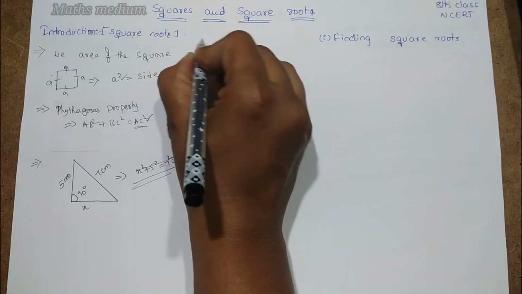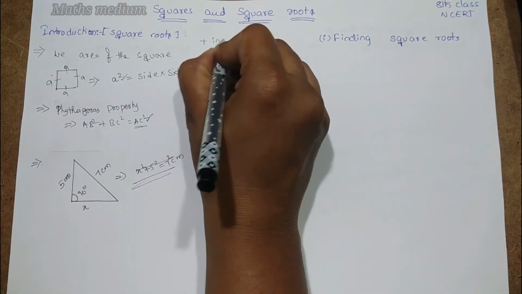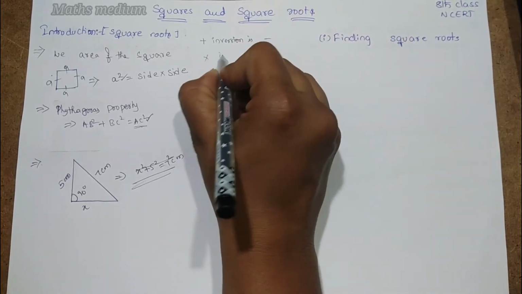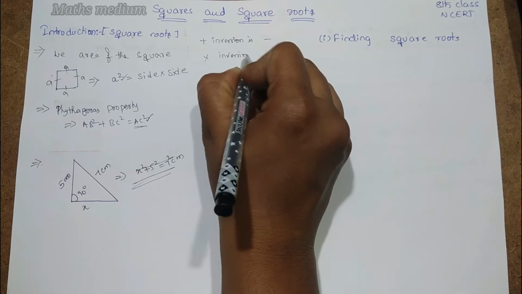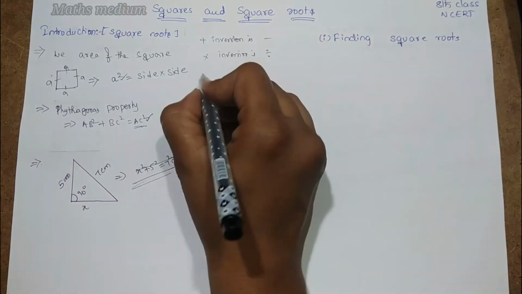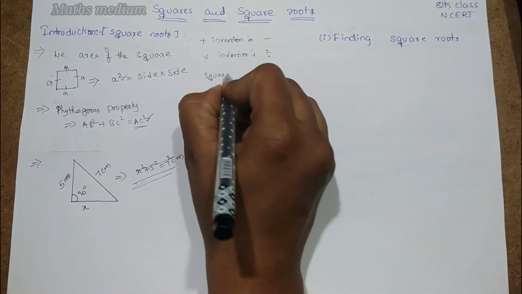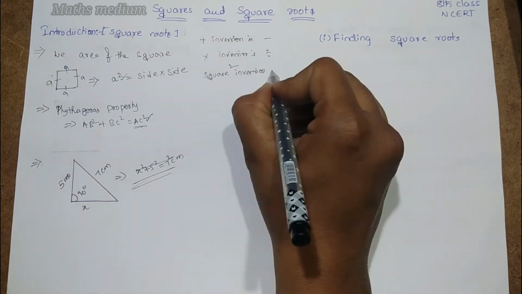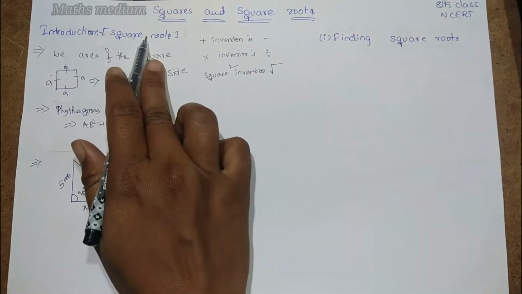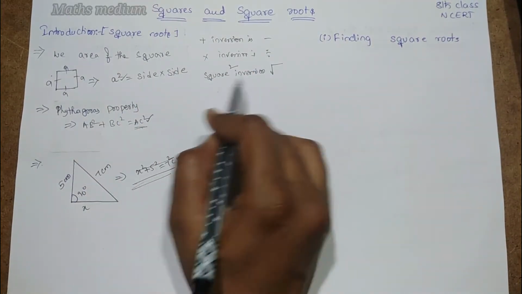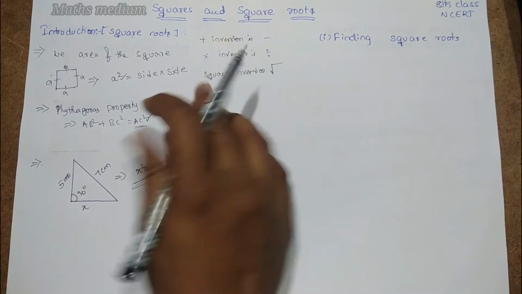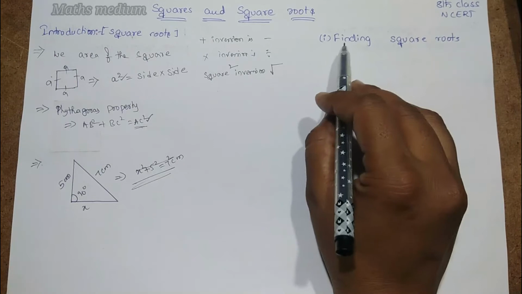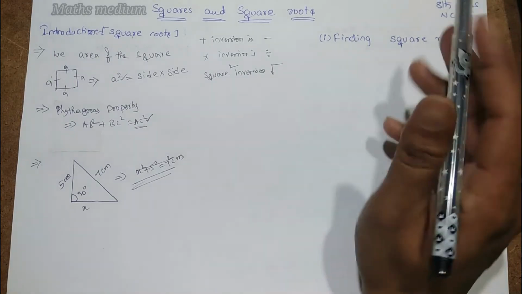Here we know that plus inversion is minus, multiplication inversion is division. Similarly, square inversion is square root. Square root and square are the inverse to each other. So that is the topic we are going to discuss about. So let's start here, finding square roots. How to find a square root?